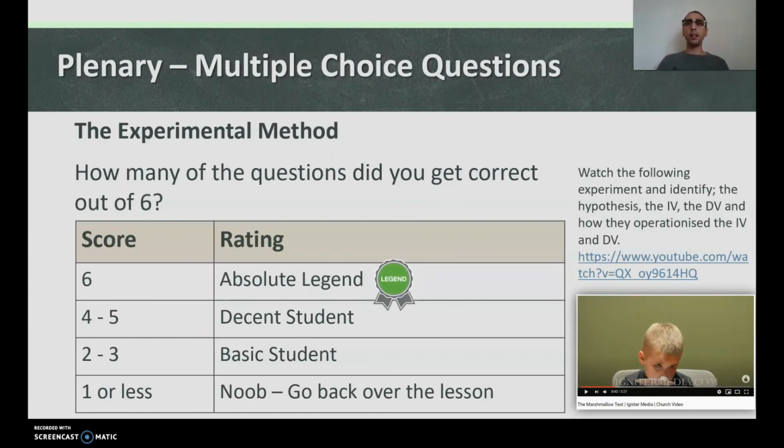Watch the following experiment, identify the hypothesis, the IV and the DV, and how they operationalize the IV and DV in this experiment, if you can, that is, right? Watch the experiment. It's a fun little experiment. It's quite nice to do.